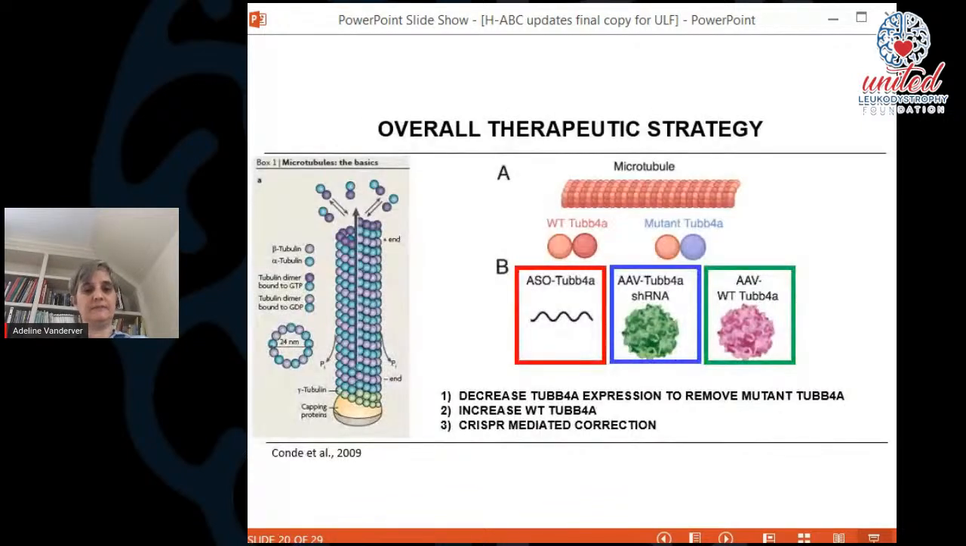Next slide, please. So overall, the idea is that if we could remove, in different ways, the mutant protein, or make that mutant protein less prominent, we would likely be able to help these cells a lot. Part of the idea is that TUBA4A is one of many different kinds of tubulins, and there's some evidence that suggests that if you get rid of the mutant protein, you'd be more likely to have it be replaced.